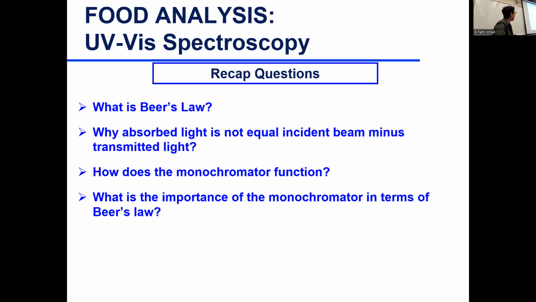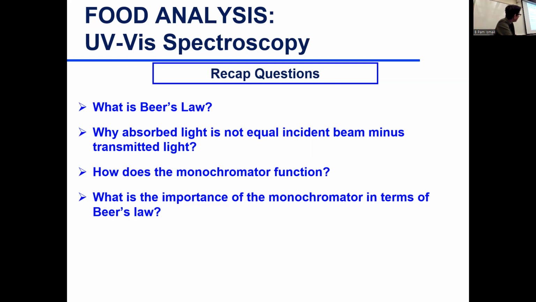So A equals ABC. How wonderful is that? It is basically the linear relationship between absorption and concentration. If you get asked this question in an exam, you want to state the equation and state what the A, B, and C are, and then say it's the linear relationship between absorption and concentration.